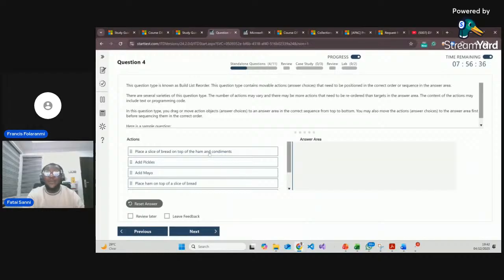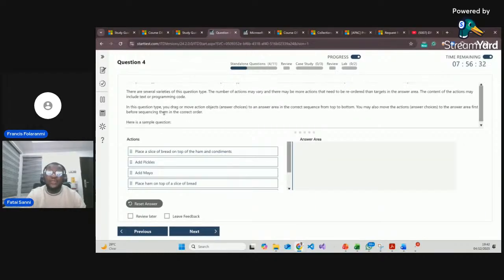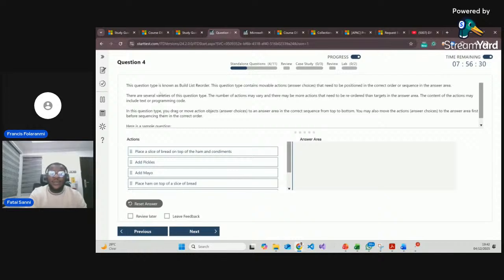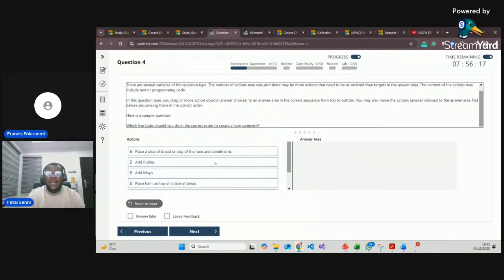Now the next type of question you see are to move items in chronological order or to reorder certain items. So the question type is known as a build list order. This question type contains movable actions that need to be positioned in the correct order or sequence in the answer area. So you need to be mindful of this particular type of question. If you don't use them in the right order, you get to lose points.